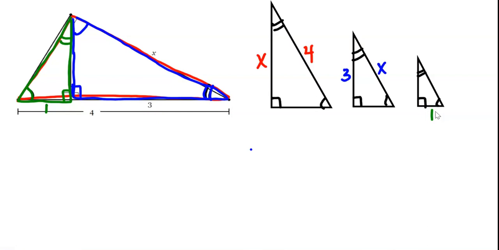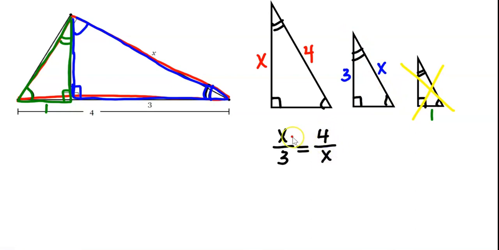Now in order to set up my proportion here, it looks like I'm not going to use the small triangle because I only have one side. So for my proportion, like sides are going to be set up in the proportion. So long leg of the big triangle divided by long leg of the medium triangle, so that would be x divided by 3 equals hypotenuse of the big triangle divided by hypotenuse of the medium triangle. So 4 over x.